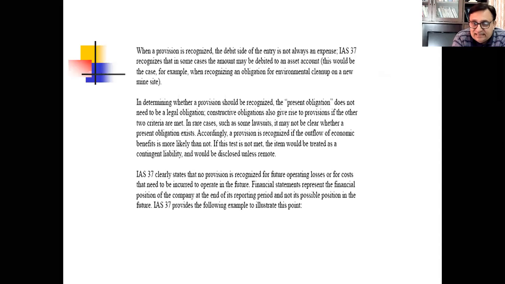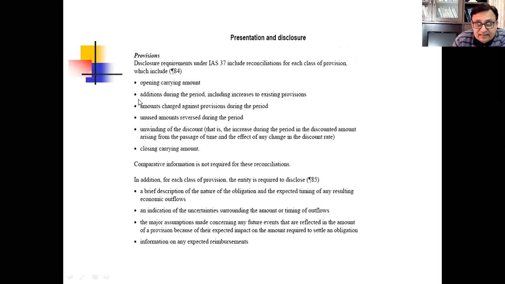So IAS 37 clearly states that no provision is recognized for future operating losses, for costs that need to be incurred or operated in the future. So in the future, if you have to pay a certain amount, not because of past events, it will not be reported. Financial statements represent the financial position of the company at the end of the operating period, and not a position in the future. Therefore, IAS 37 provides these kinds of rules.